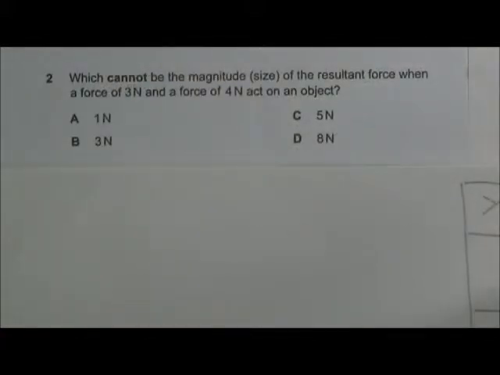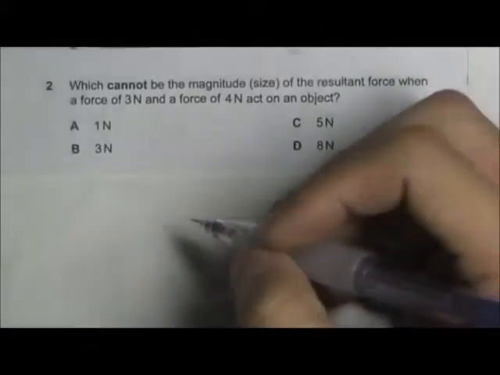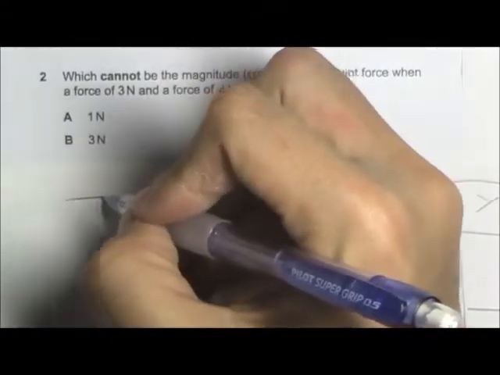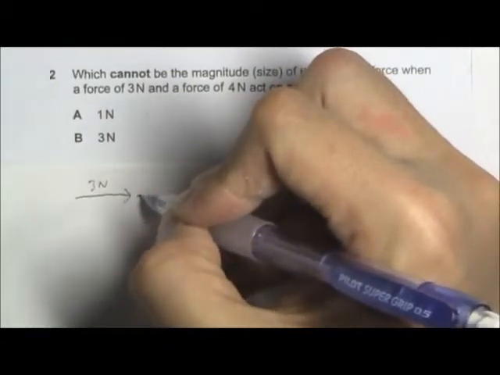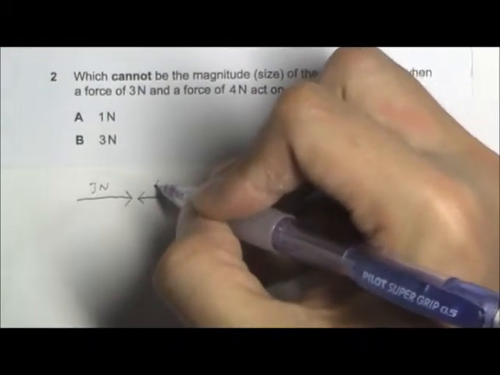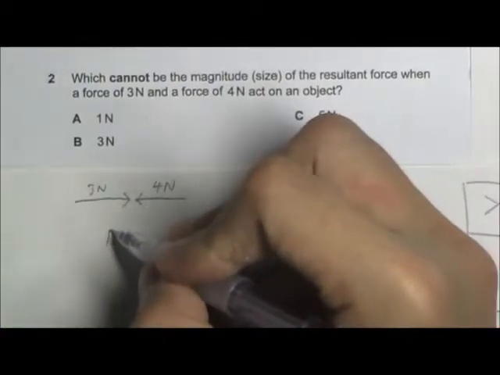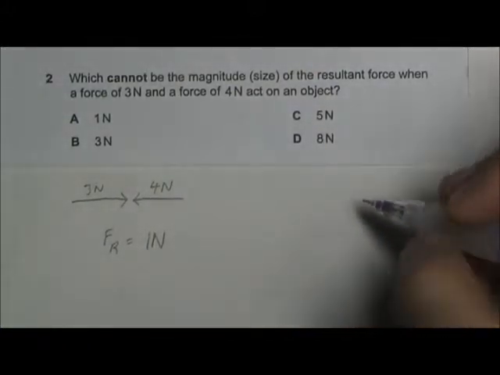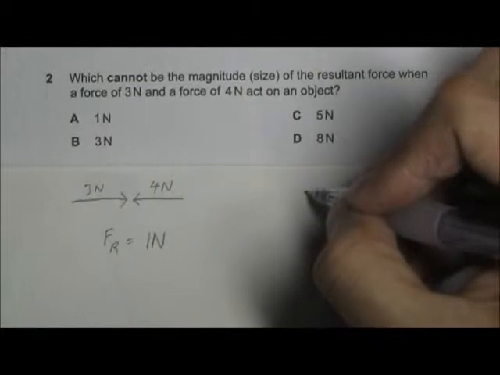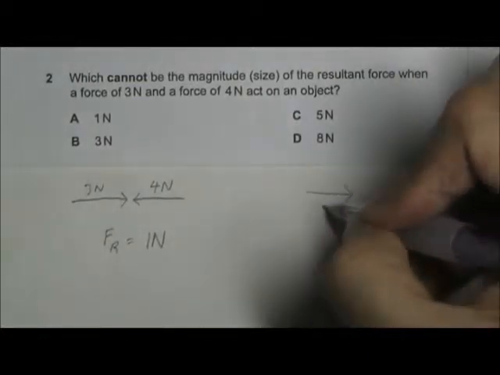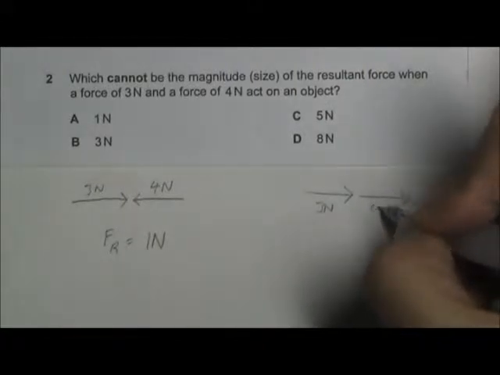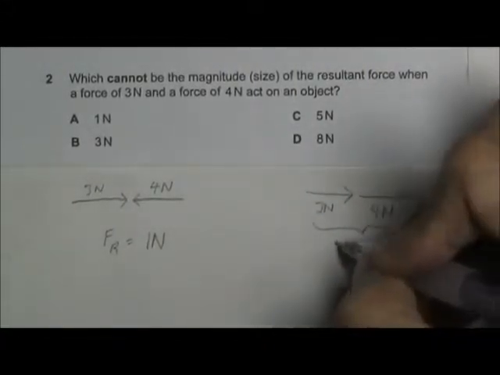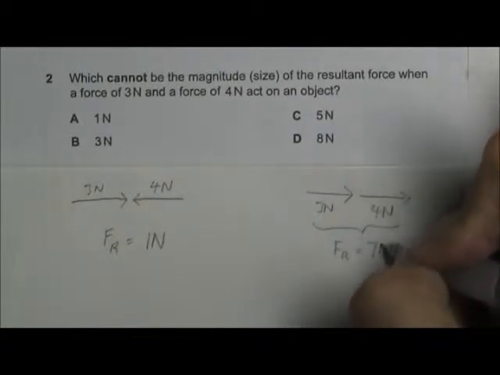Okay, for this question, we have to look at the various ways the 3 Newton and the 4 Newton force can be joined together. So we can first look at the two forces acting directly opposite each other, and with this we will get a resultant force of 1 Newton. And we can also look at the two forces acting in the same direction, and this will give us a resultant force of 7 Newton.